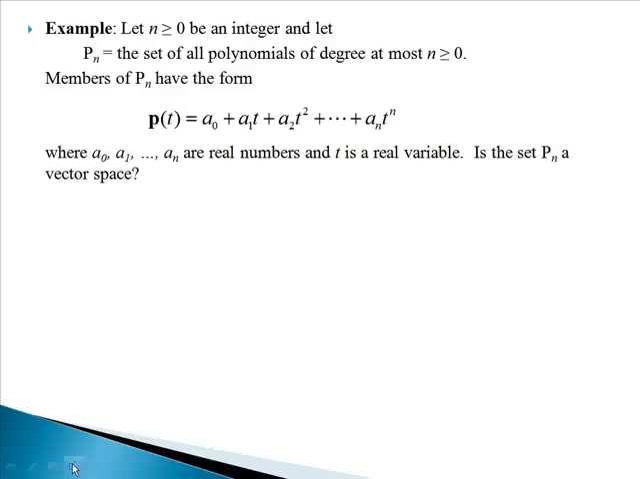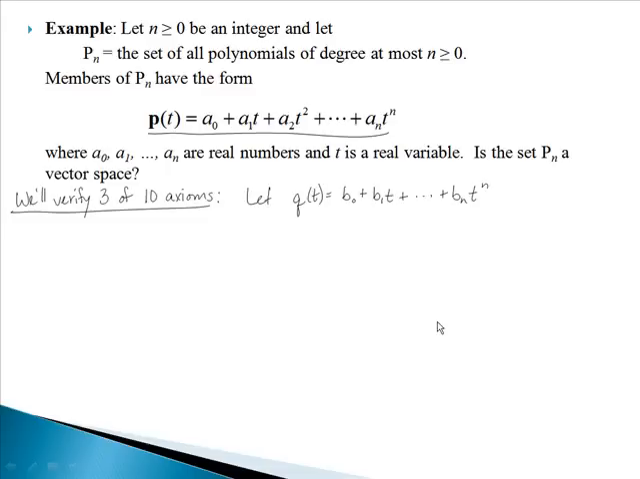In this example, we're going to let n greater than or equal to 0 be an integer, and let P sub n be the set of all polynomials of degree at most n. So they have this form here, where a sub 0 through a sub n are real numbers, and t is a real variable. And we want to determine, is this set P sub n a vector space? We're going to verify 3 of the 10 axioms in this example.